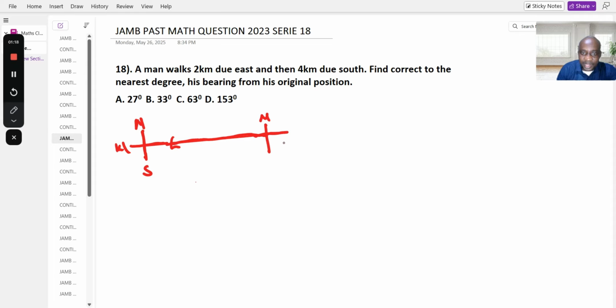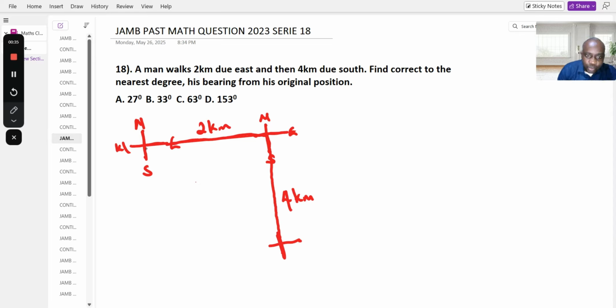And the question says then. When the question says then, it means a continuation from where he stopped. Let me put 2 kilometers. This is the first walk. Then, continuing where the man stopped here, he walked 4 kilometers south, which is downward. Down. This is 4 kilometers. Now the question is asking one thing. He said find, correct to the nearest degree, the bearing from its original position.